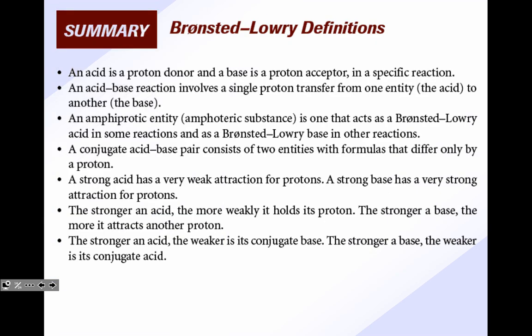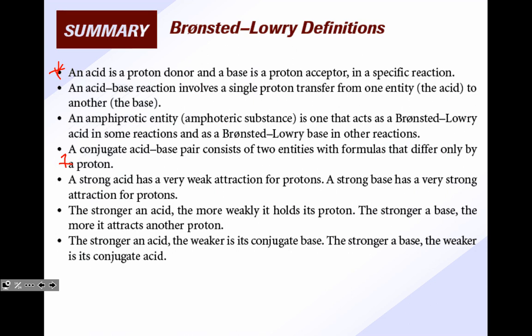Let's summarize really quickly, and then we'll move on to part 2. So an acid is a proton donor, and a base is a proton acceptor, and that changes. It all depends on the reaction. An acid-base reaction involves a single proton transfer from one entity, the acid, to another, the base. Okay, same kind of thing. An amphiprotic entity, which includes an amphoteric substance, is one that acts as a Bronsted-Lowry acid in some reactions and as a Bronsted-Lowry base in other reactions. Cool. A conjugate acid-base pair consists of two entities with formulas that only differ by one proton, right? Only one proton separates them.